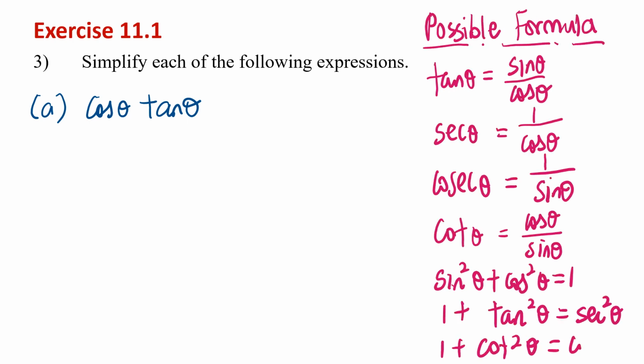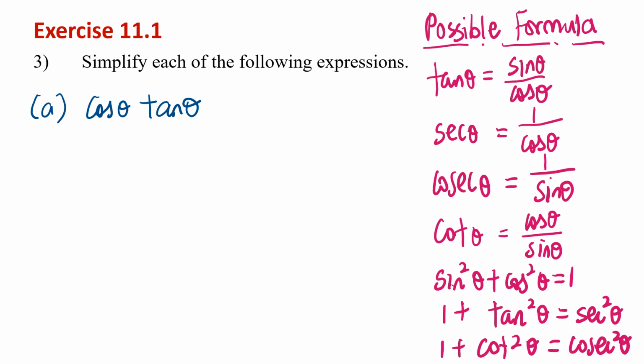Okay, we have learned how to express tangent theta as sine theta over cos theta. We have learned that secant theta can be expressed as 1 over cos theta. Cosecant theta is 1 over sine theta. Cotangent theta is cos theta over sine theta.